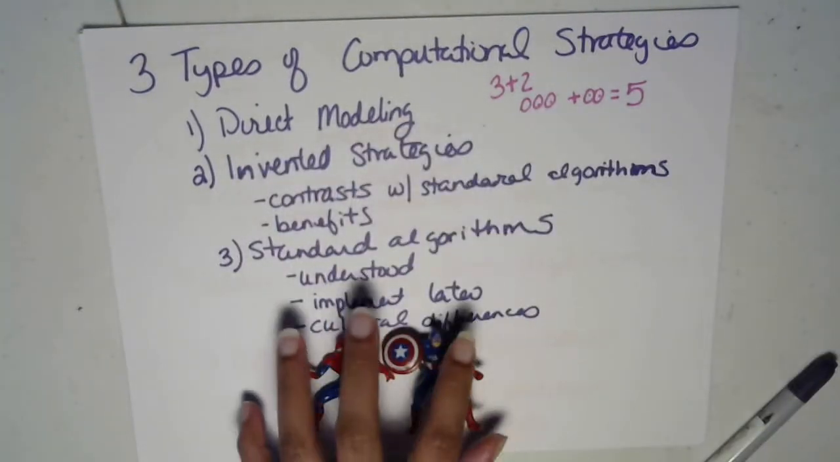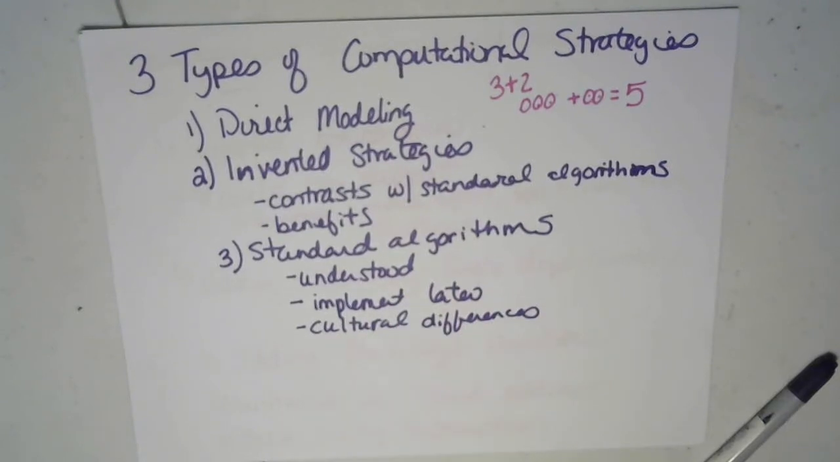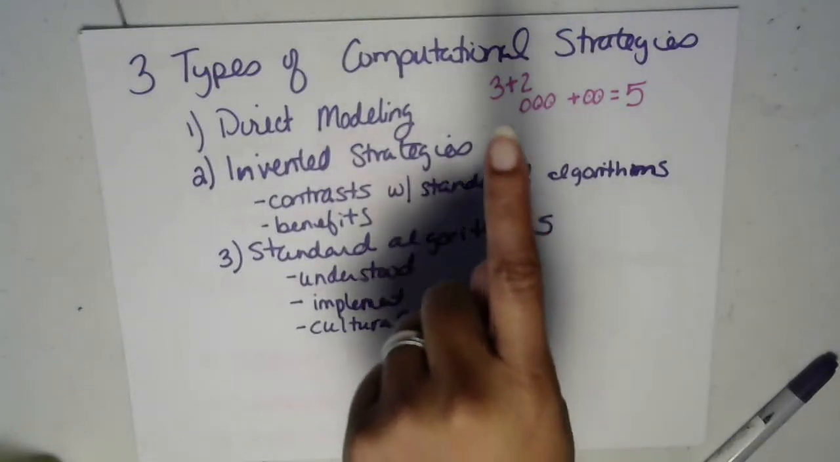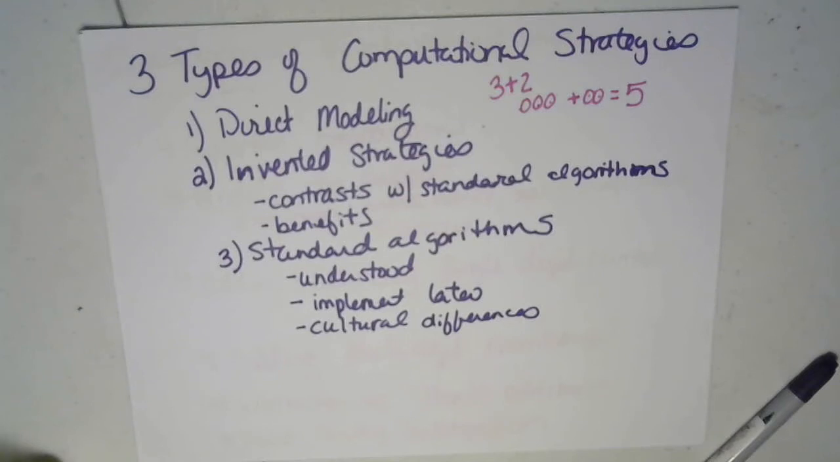1, 2, 3, 4, 5, 5 items in all. You'd want to teach that concretely using models. Then we have direct modeling, which is just that. I'm going to use models to display the computation that I want students to perform.